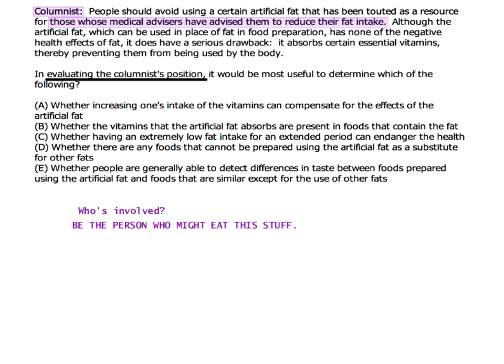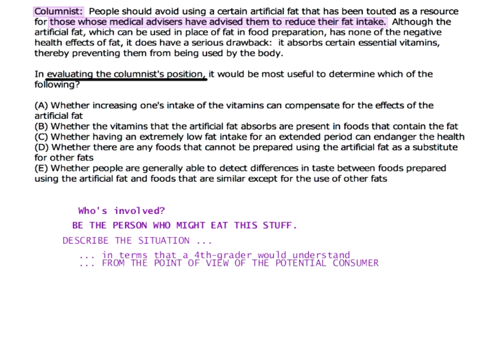So be the person who might eat this stuff because they have been recommended to do so by medical advisors, doctors, dietitians, whatever you want to call it. So, okay, now what is the situation? Let's describe the situation in terms that our proverbial fourth grader would understand, from the point of view of the potential consumer of the product. So artificial fat is no good, well, but is it?